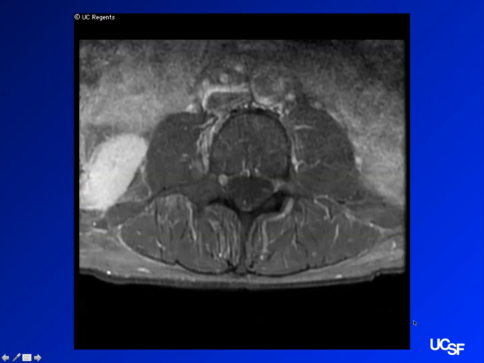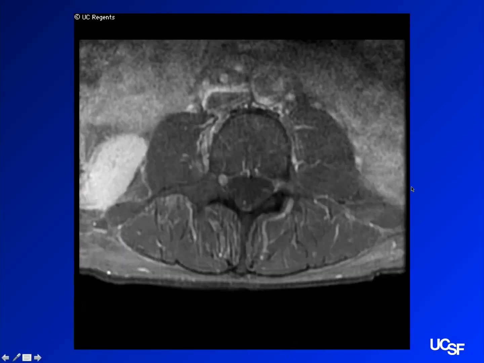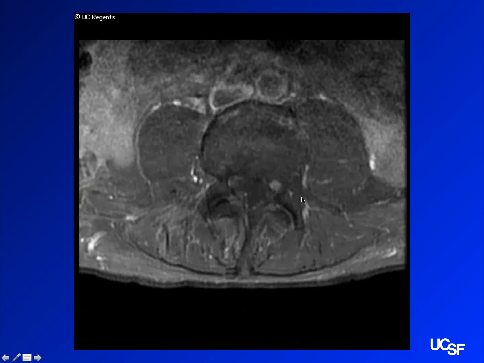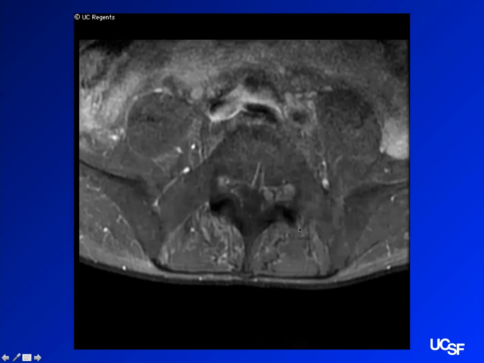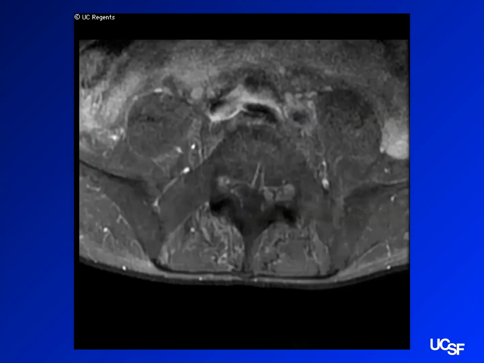I'll give you some more images. Anything else going on here? Yeah, there's something going on with these nerve roots, right? There's a little something there, a little something there, some clumps there. There's a blank slide here. I don't know why that is. So what do you think about those little enhancing nerve roots?